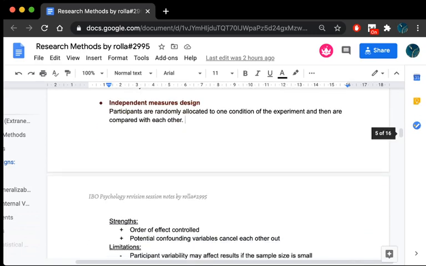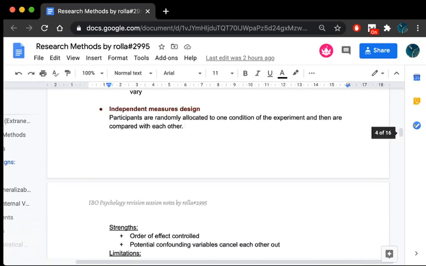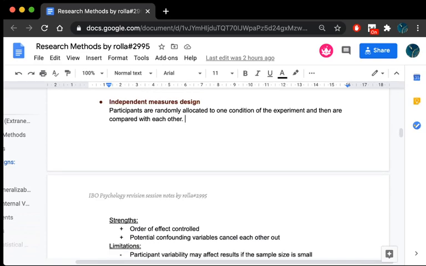Next up, we have independent measures design. Usually this is where participants are randomly allocated to one condition or another, like A or B.